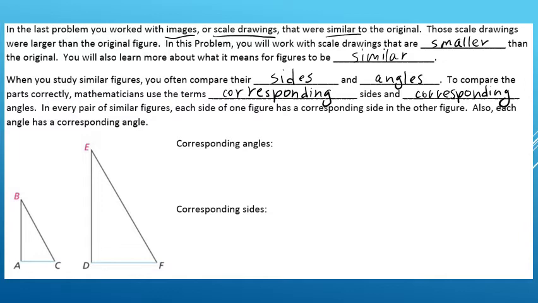angles and corresponding sides. For example, we could talk about angle A right here, corresponding with angle D right here. So I'm going to say angle A and angle D. Another set of corresponding angles, I could talk about angle B and angle E. You'll notice I'm just naming these angles by their vertex, and we'll talk more about naming on a different day. I can also talk about angle F and angle C.